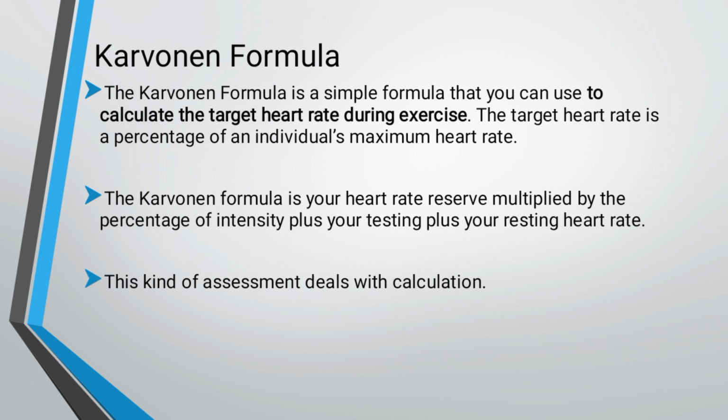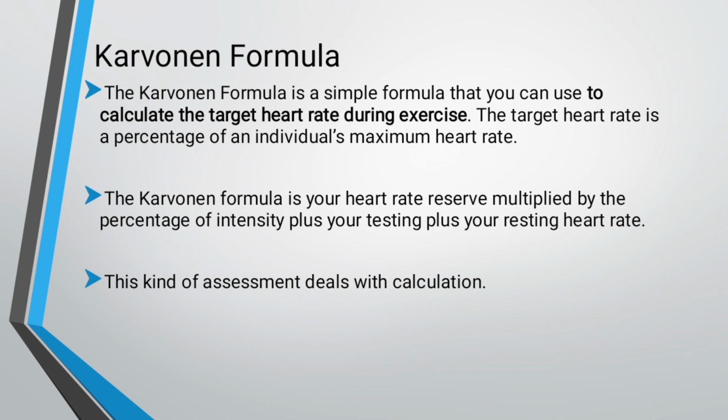First, we need to know what is the Karvonen Formula. The Karvonen Formula is a simple formula that you can use to calculate the target heart rate during exercise. The target heart rate is a percentage of an individual's maximum heart rate.